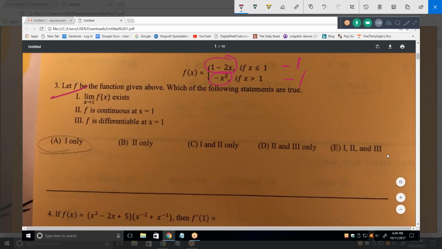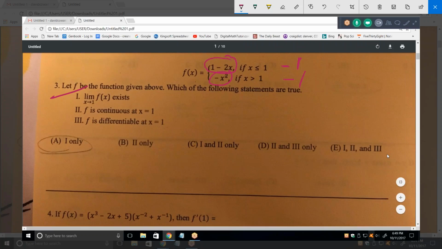Now, is f continuous at x? Well, there's a third statement that has to be true for something to be continuous. And that is the limit from the left has to equal the limit from the right, which both have to equal what the function is at 1. Well, what is the function at 1?